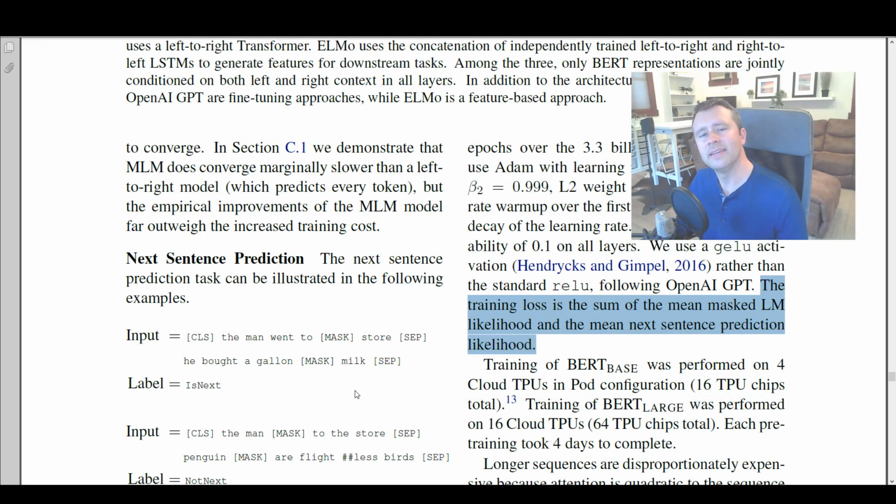As far as the steps involved in the weight updates, I'm not sure of the exact details. This is what they say about the loss: the training loss is the sum of the average MLM likelihood and the average NSP likelihood. I don't know whether that means they calculate the gradients for each of those predictions and then sum them together or average them before making the update, or whether they're done one at a time. So not sure there.